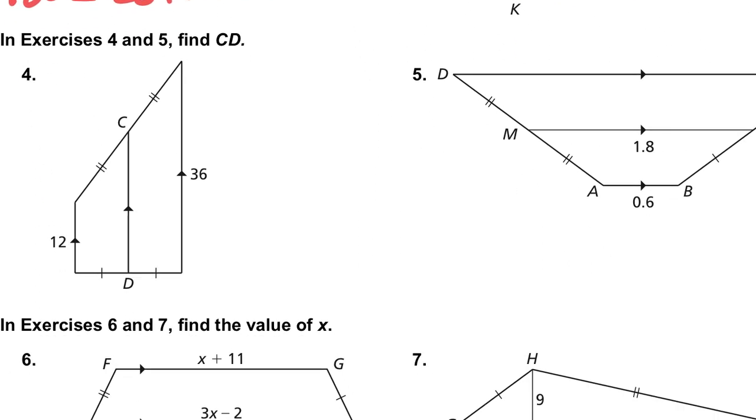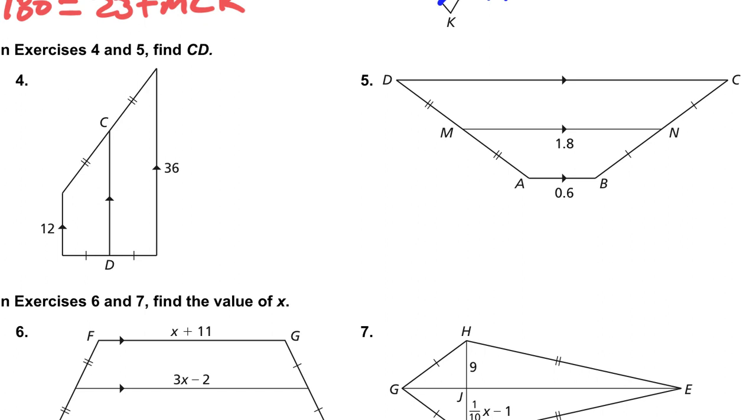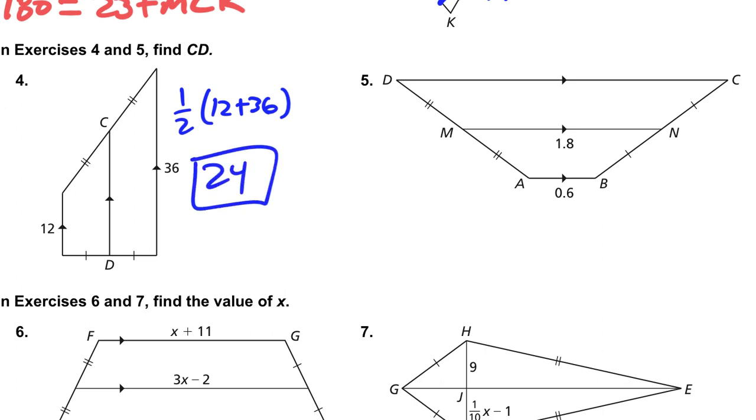All right, let's go to number 4 and 5. So number 4 here, this is our mid segment because I can see some congruent marks here and they're all parallel. So it says find CD. So remember that means it's going to be 1/2 the two bases added together, which is 12 plus 36. Put that in the calculator, you get 24.